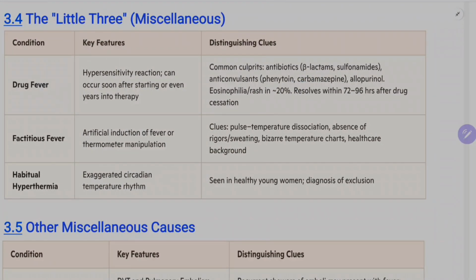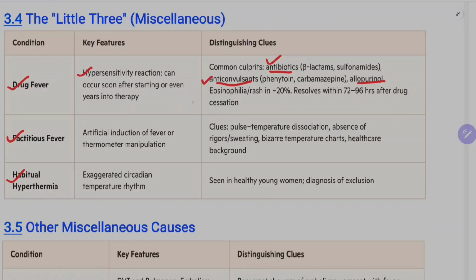In little three, remember just three: drug fever, factitious fever, habitual hypothermia. So drug fever is a hypersensitivity reaction, can occur soon after starting or even years into therapy. Common culprits include antibiotics like beta-lactams and sulfonamides, anticonvulsants, and allopurinol.